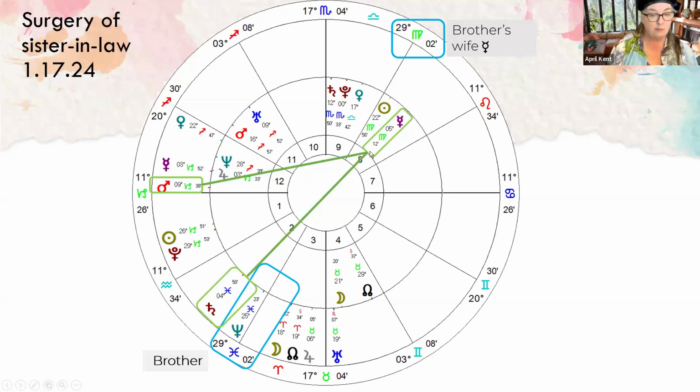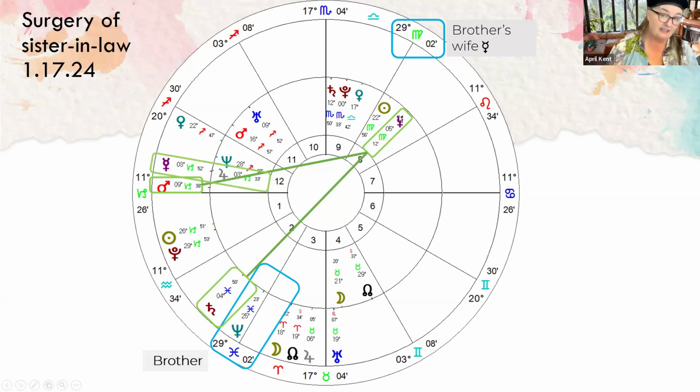And at the same time, Mercury is connecting with Mars, the planet of surgery, by transit. And it's coincidentally very close to this man's first house cusp, which often we would look at that transit for him thinking maybe he's having surgery because the ascendant is such a personal point. But he didn't, but his sister-in-law sure did.